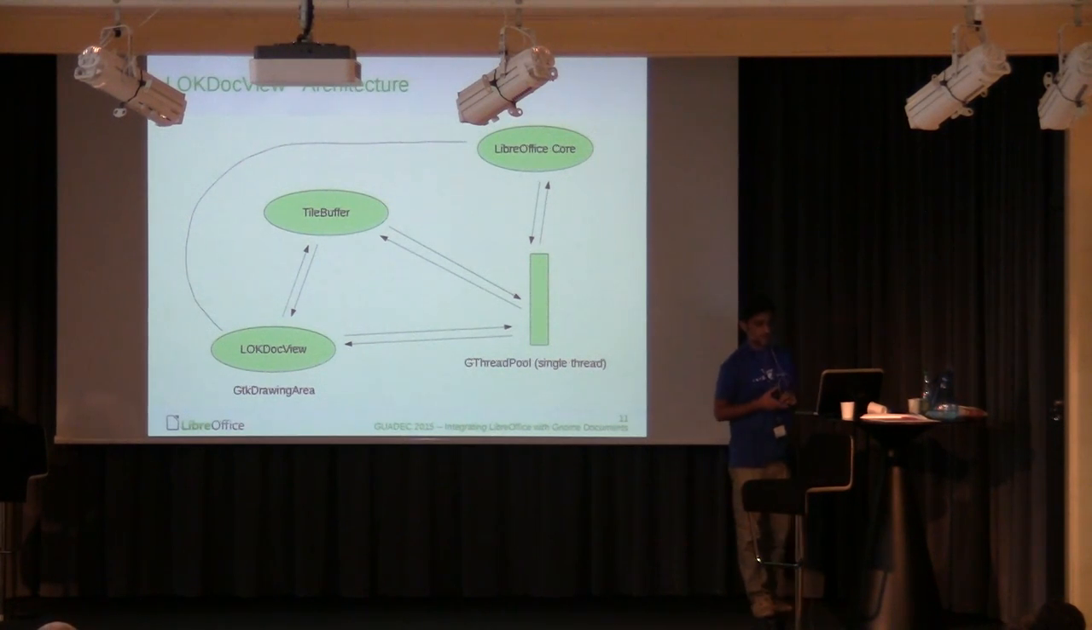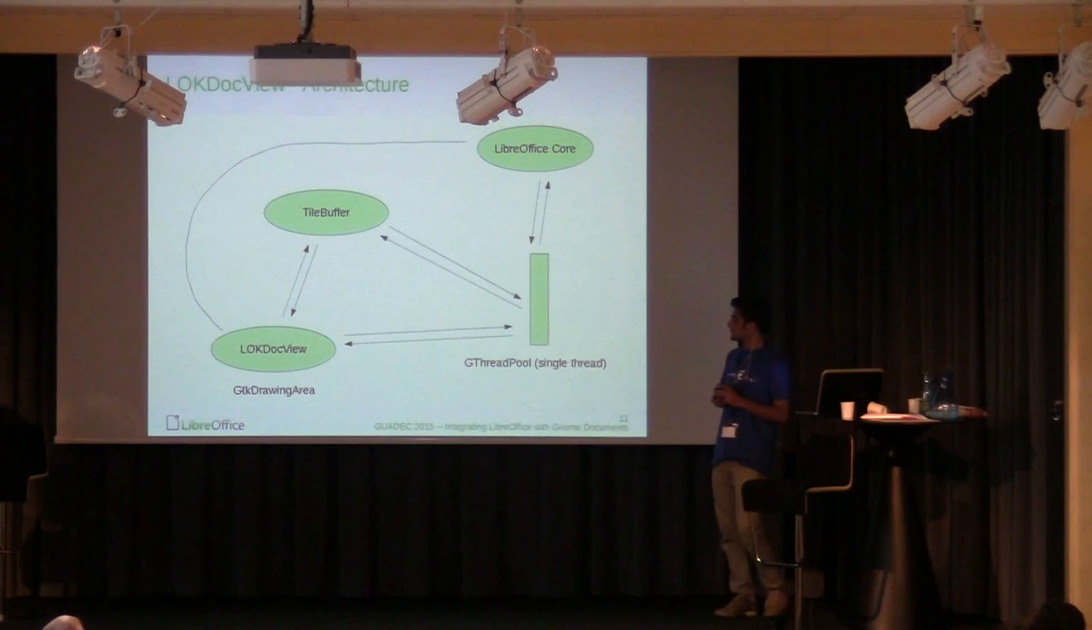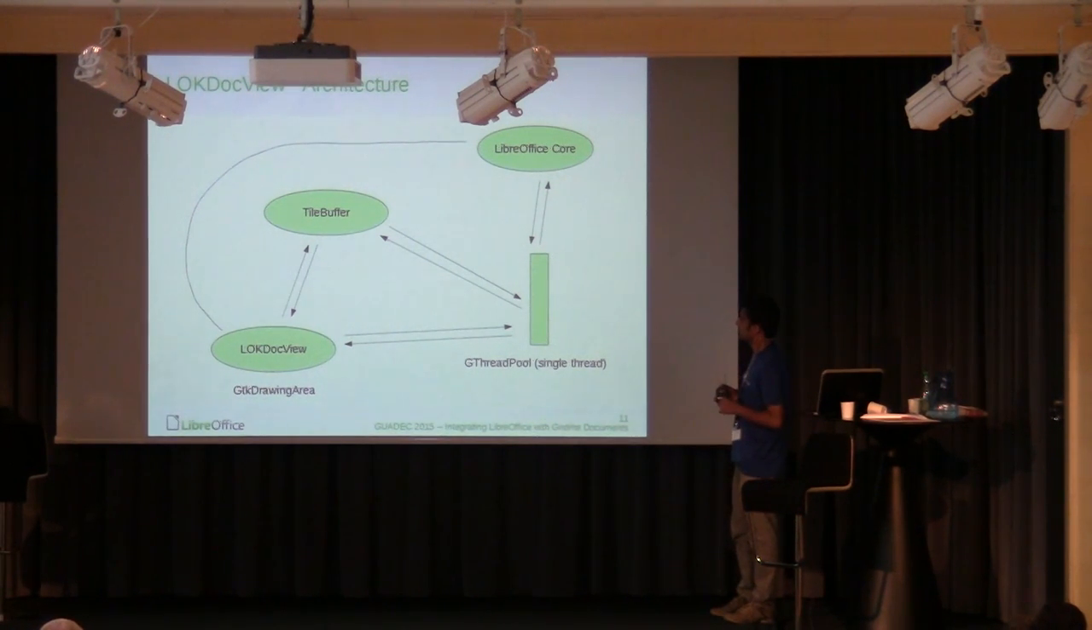So this is the architecture of the widget that I have written. The main widget is there, lokdocview. There is this GThreadPool. Initially, before the start of this summer, this widget didn't use any multithreading. Now all the LOK calls are being made from this separate thread pool, which consists of a single thread. Whenever you have to contact the LibreOffice code, you ask the thread that keeps listening to all the calls in the thread pool. That thread then interacts with the LibreOffice code, and however the LibreOffice code responds, it goes back to the lokdocview.